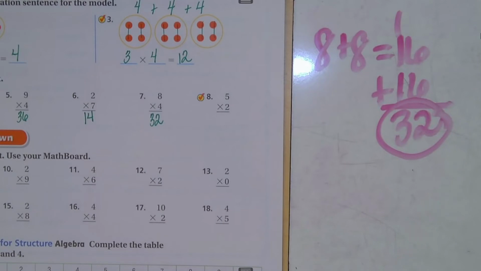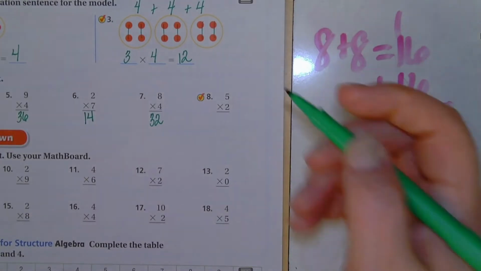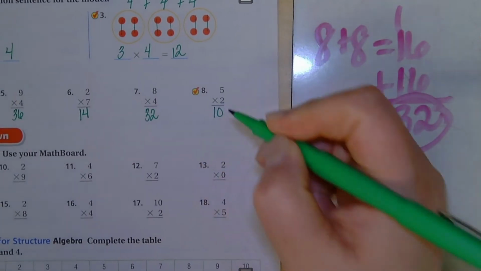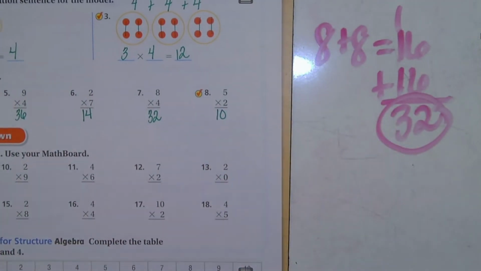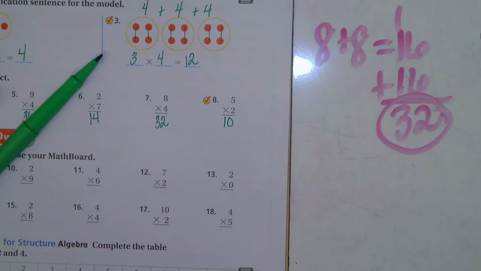All right, number 8, do it on your own. 5 times 2. Hopefully you recognize that it's a 2's fact, so the number that's not a 2 can be doubled. So 5 plus 5 equals 10. If you got that correct, give yourself a pat on the back. All right.